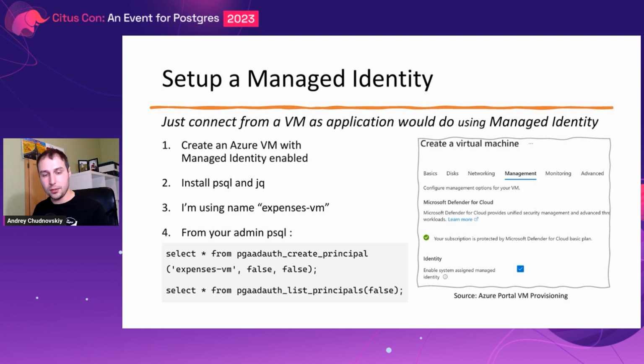In order to create the role, we get back to our psql as the Azure AD administrator, the way we connected on the previous slides, and use the function pgaadauth_create_principal, passing the server managed identity name, which is expenses-VM in this case, and the MFA and admin flags. Once that is done, you can query pgaadauth_list_principals again in order to see that the second Azure AD role was successfully added.